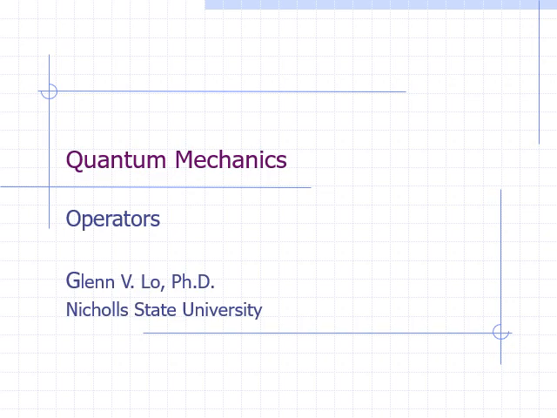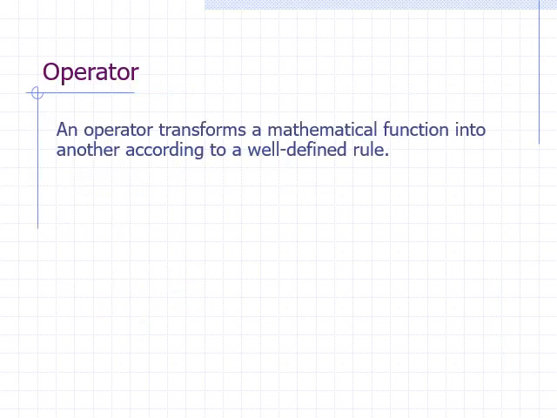To extract other properties of the system from the wave function, we need to use operators. So we start by learning about operators first. An operator is something that transforms a mathematical function into another using a well-defined rule. We define an operator by writing an equation that says how it affects a function. An operator is typically represented with a capital letter with a hat.